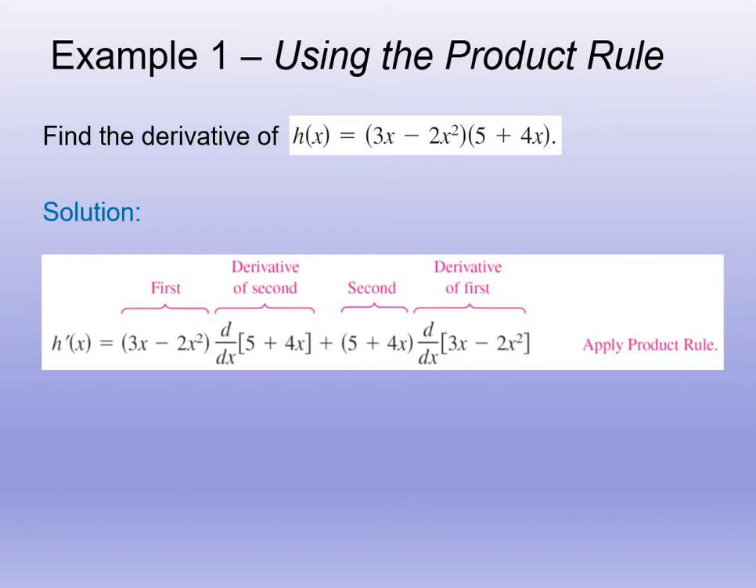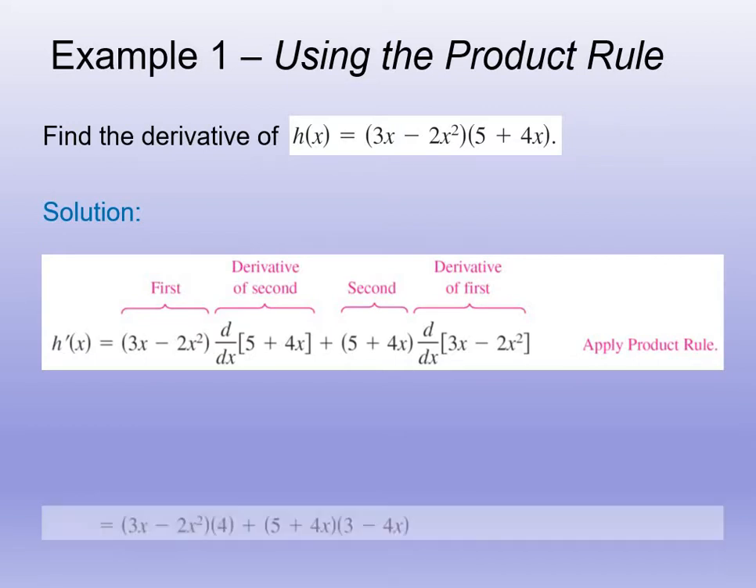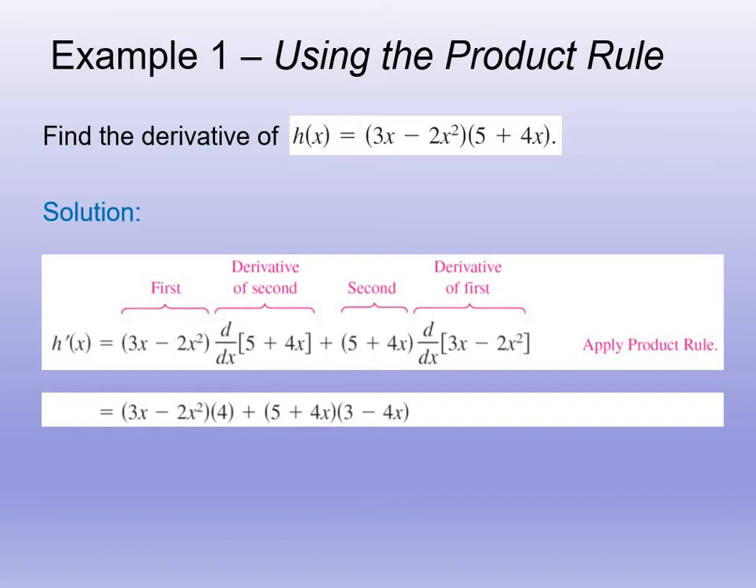First, and then we're going to take it times the derivative of the second. The second term is 5 plus 4x. Plus the second term, which is 5 plus 4x, times the derivative of the first term, which is 3x minus 2x squared. So this is the formality of laying it out. See how we're writing h prime of x, and then we're saying d dx, that's the derivative with respect to x of that entire quantity. So let's do that now. When we take the derivatives, we have our first, which is 3x minus 2x squared, times the derivative of the second.